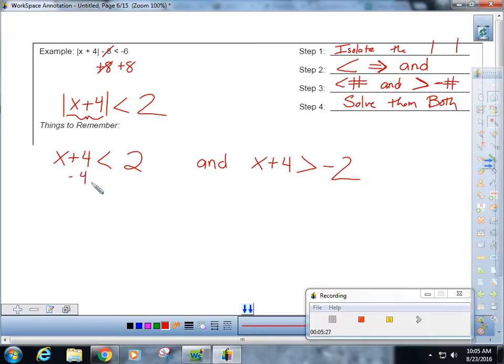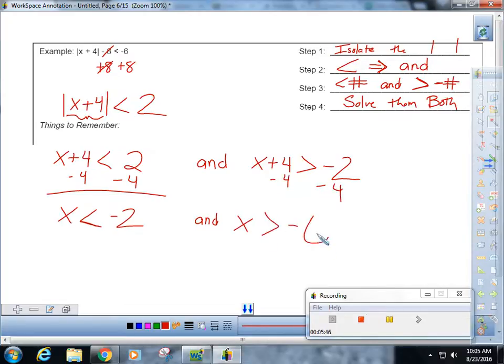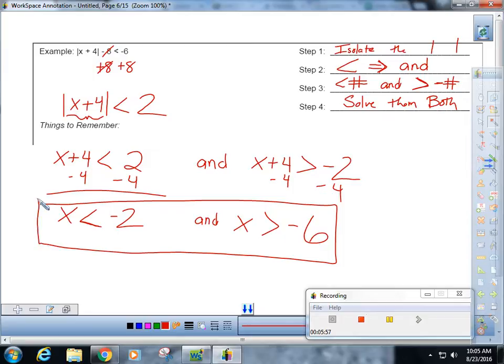Now we subtract 4. So we have x is less than negative 2. And x, let's see, subtract 4. X is greater than negative 6. So x is less than negative 2 and greater than negative 6. And since they didn't have a graph here, we were not expected to graph this one, so that is our answer, just in words. Okay?